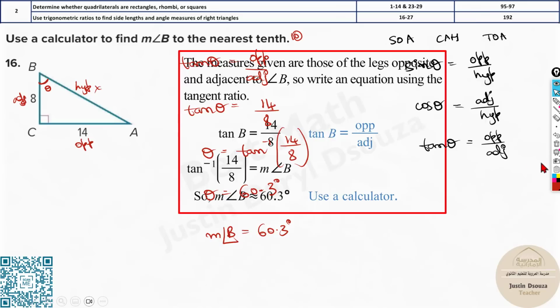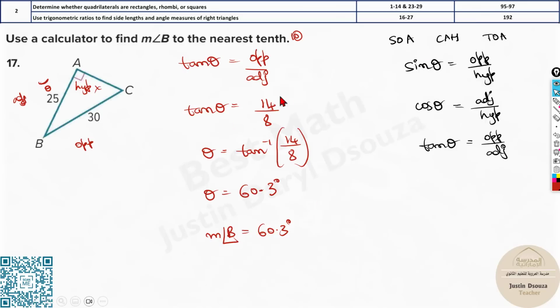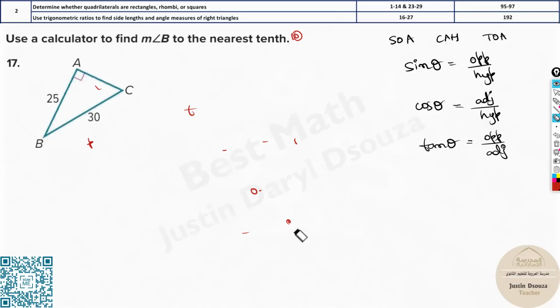So here 60.3 is the correct answer. Now we have another problem. So I'm just going to erase this over here. Let the formulas all be there. And let's see what is given to us. Here they have told us to find the measure of B itself.